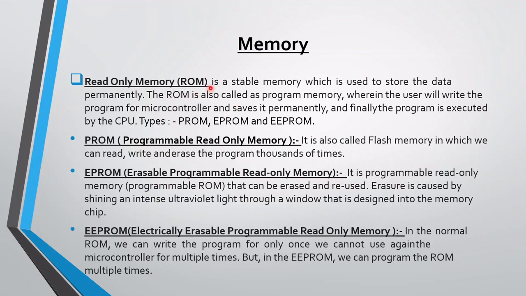Next one is read-only memory. Read-only memory, or ROM, is a stable memory which is used to store the data permanently. It is also called program memory, where the user will write the program for the microcontroller and save it permanently. And finally, the program is executed by the CPU. There are three types, that is PROM, EPROM, EEPROM.